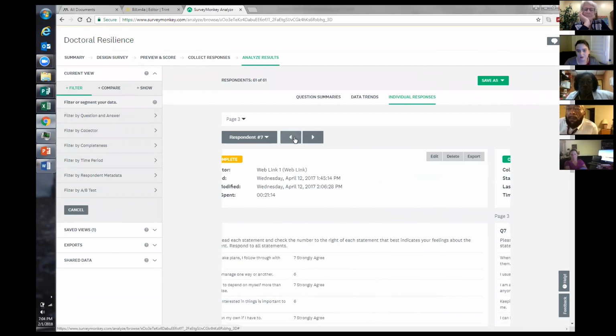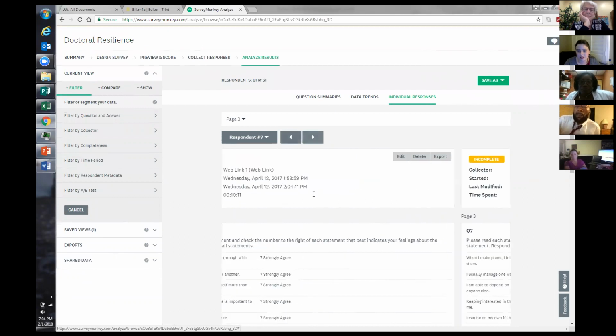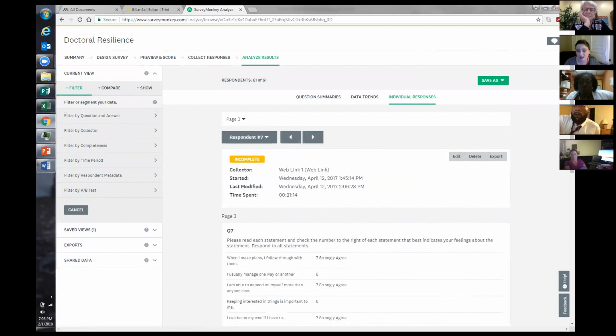And the resilience scale, like this one, they spent 21 minutes, but they also didn't complete it. So they might have completed it in a different one or something. Why did you say that you expected their responses to be pretty small?